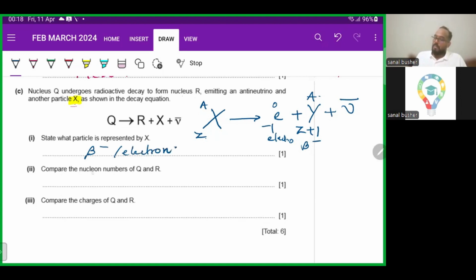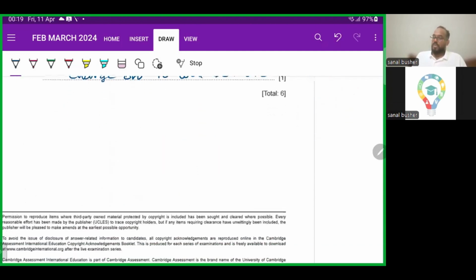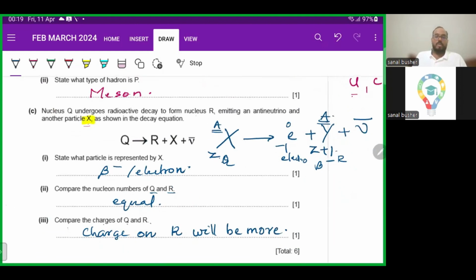Compare the nucleon number of Q and R. So here for X and Y you check A and A. Nucleon number won't change. So it will be equal. Okay. Then what is the next question? Compare the charge on Q and R. So this is Q, this is R, right? Q is Z, R you can see is Z plus 1. So it will be more, right? Charge on R will be more. With this question, we finished the 2024 Feb-March paper.